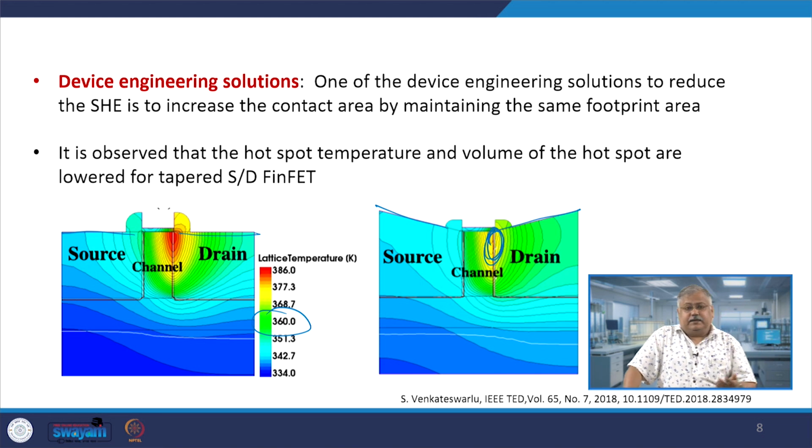Why is it so? Because when you make it tapered, as you move outwardly from the channel towards the drain, the cross sectional area increases, and therefore you get a better way to dissipate the heat away, and that makes it easier to handle. So, this is another solution which people have followed.